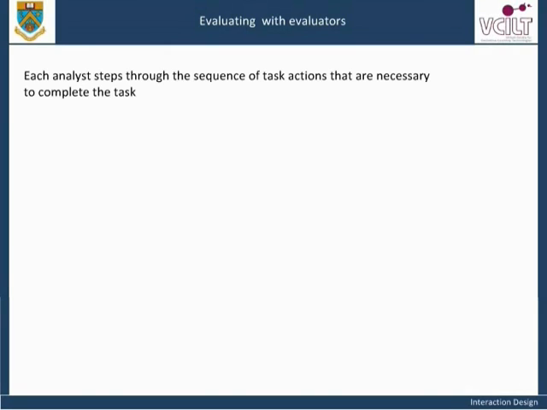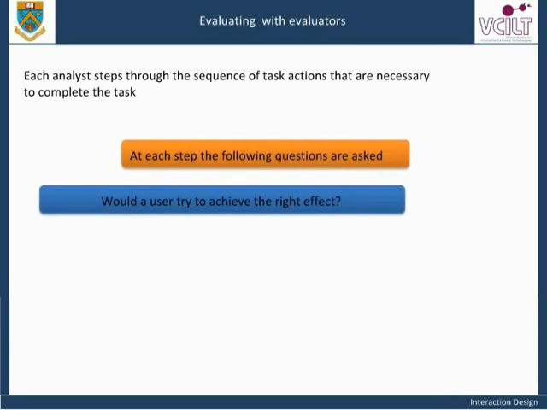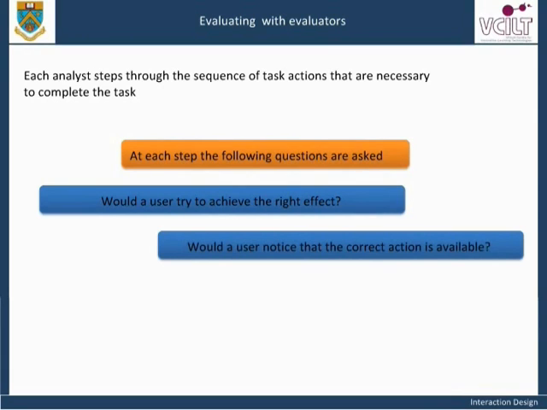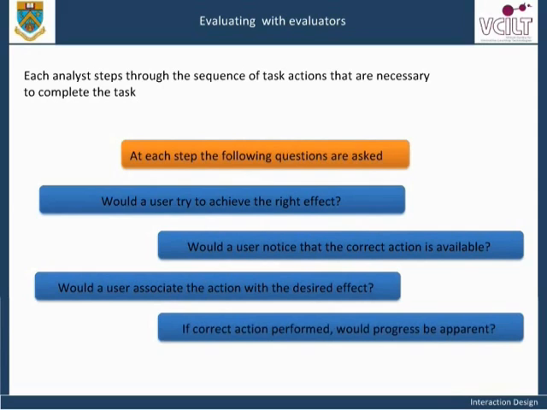Each analyst steps through the sequence of task actions that are necessary to complete the task. At each step, the following questions are asked. Would a user try to achieve the right effect? Would a user notice that the correct action is available? Would a user associate the action with the desired effect? If correct action performed, would progress be apparent?